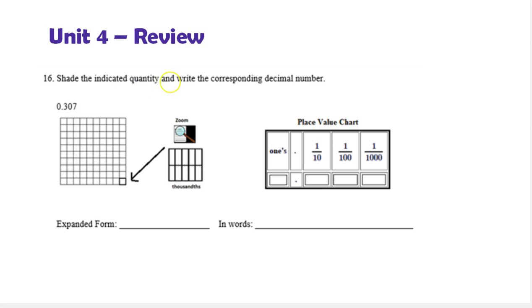Shade the indicated quantity and write the corresponding decimal number. Okay, so we're actually given the decimal number. We're going to fill in all of this information. Let's start by putting it in the place value chart before we shade. So 0 ones in front of the decimal, 3/10, 0/100, and 7 1,000ths. Okay, so we'll start with the largest quantity, the tenths. So a tenth is an entire column, so we want 3 of those.